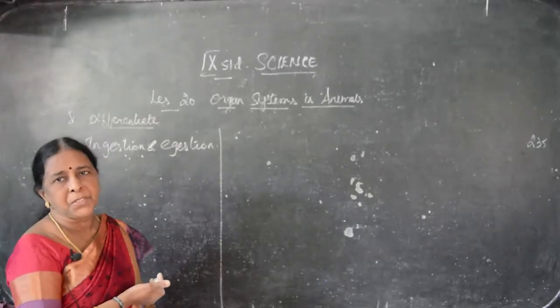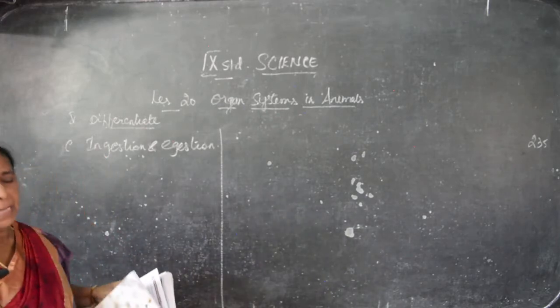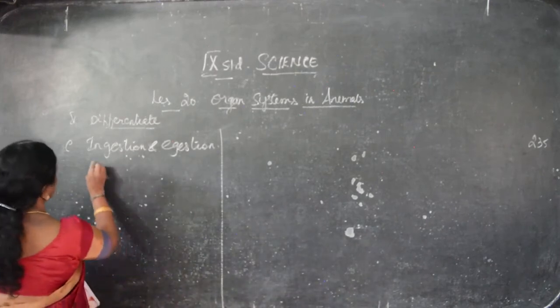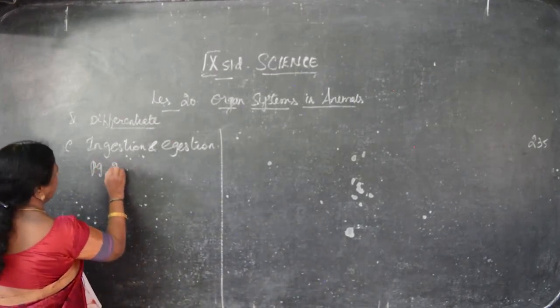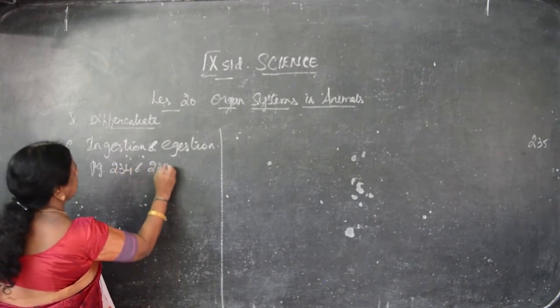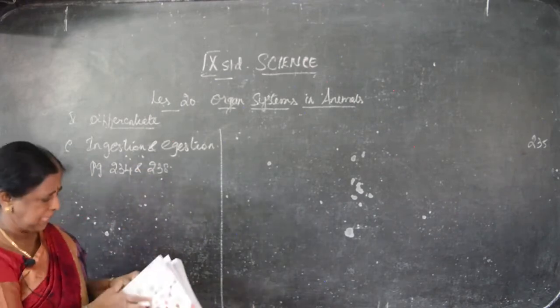Okay, children, let me continue. Already I gave differentiate 2. This is the third one: ingestion and egestion. It's in page number 234 and 238. Both are not in the same page. First one, ingestion in page number 234 and egestion in page number 238.